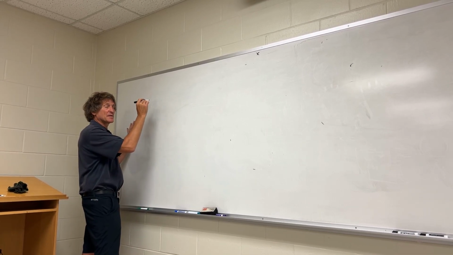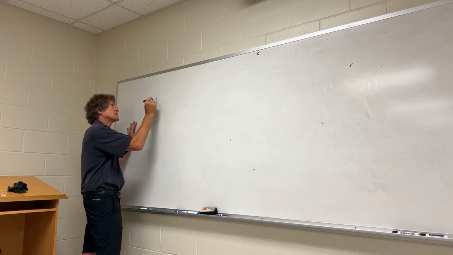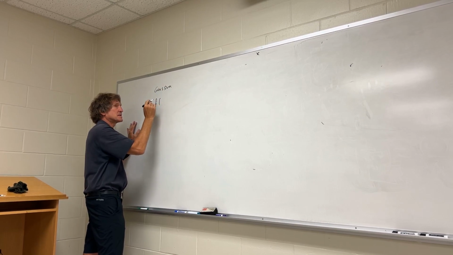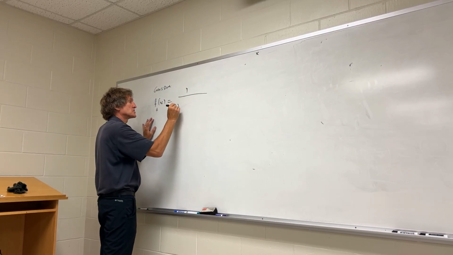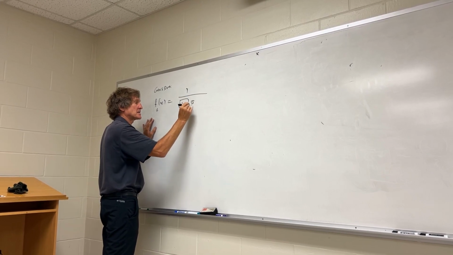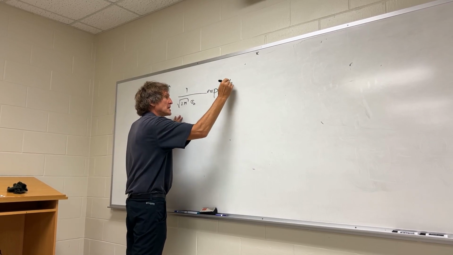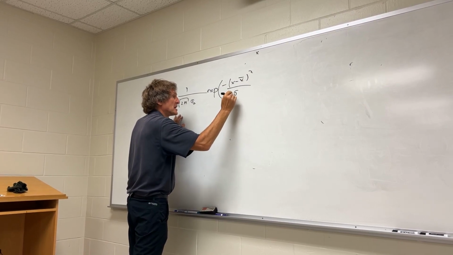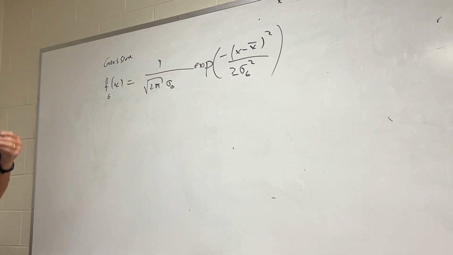Okay, so the next thing I want to talk about is what I'm going to give you. If it's Gaussian, then the distribution, we'll call it f of x, is going to be equal to 1 over square root of 2 pi sigma, where this is the Gaussian sigma, times exp of minus quantity x minus the mean value of x, squared, over 2 sigma squared. Y'all remember that? So that's the density function.